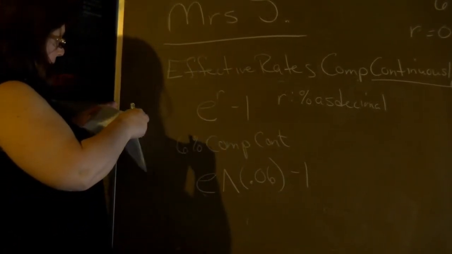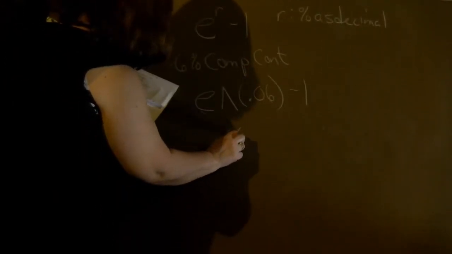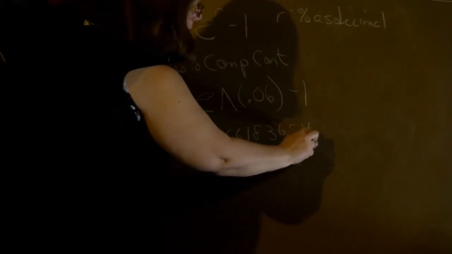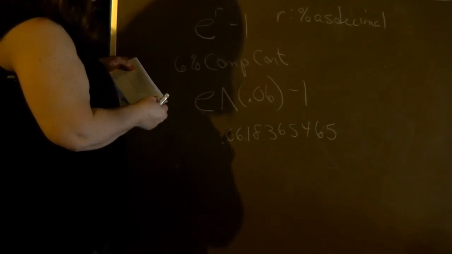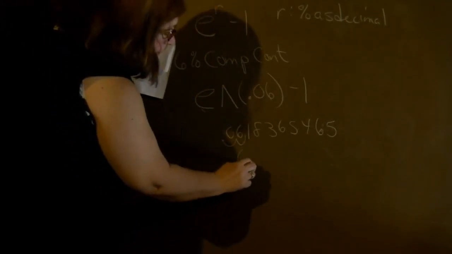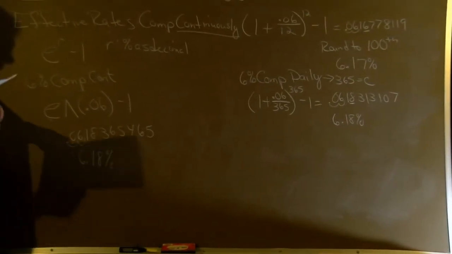And when you do that, you should get 0.0618365. You should get this. Now again, we're rounding to the 100th, but we're making it a decimal first. So compounded continuously, if you look at the long decimals and compare them to daily, it is a little faster, but depending on where you round, it ends up being the same in this case.